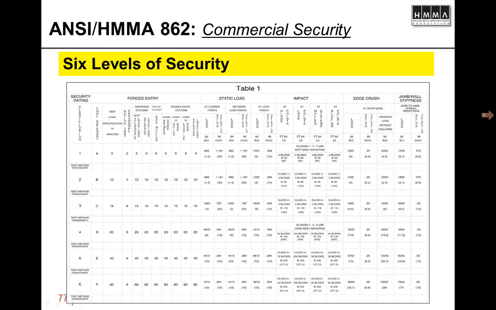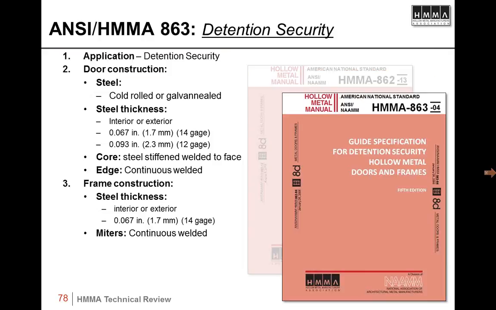In the commercial security standard, there are 6 levels of construction. That's for the security ratings, and they are spelled out along with all the options as far as testing of forced entry, static load, impact, edge crush, and jam wall stiffness. So there's a lot of information on this and a lot of testing devoted to this product for intrusion.